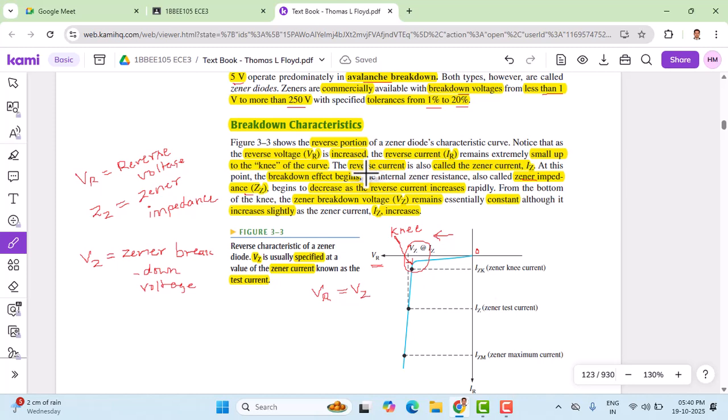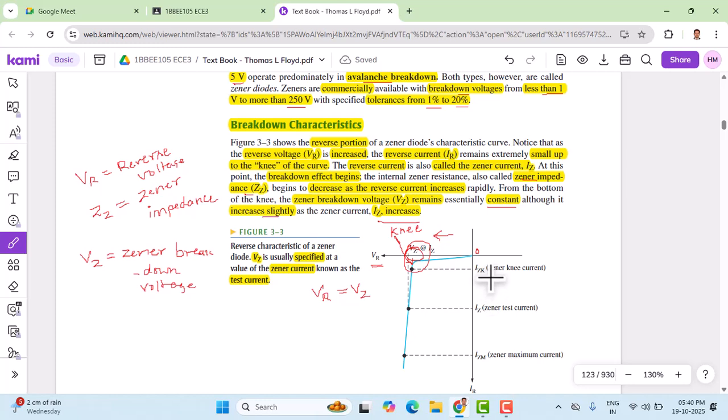As we reach the breakdown region, the voltage almost remains constant. There is no big change in the voltage along the x-axis; it's a very small change in this region. Essentially, the voltage remains constant near the breakdown region. Although it increases slightly, the Zener current IZ increases by a very large amount.